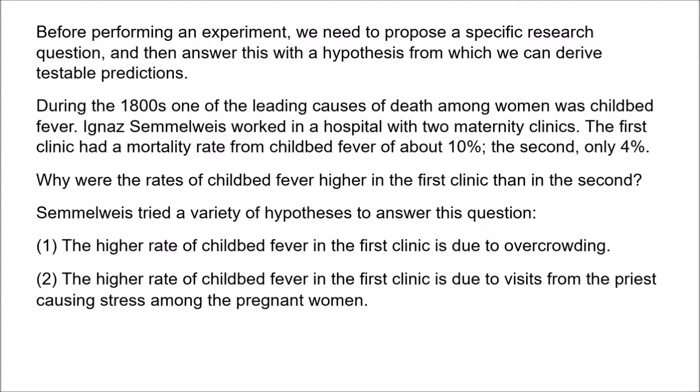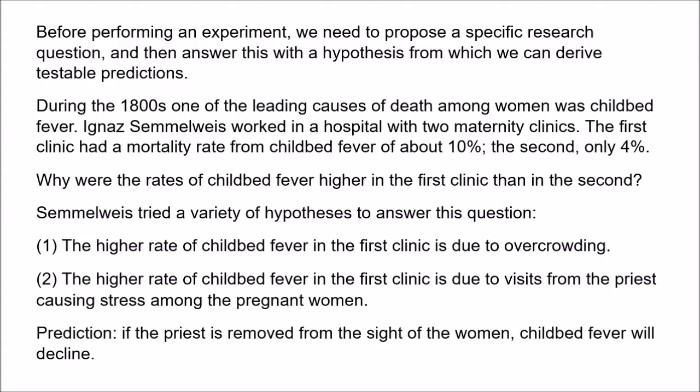So he had this hypothesis that the high rate of childbed fever in the first clinic is due to visits from the priest causing stress among pregnant women, and he derived the prediction that if the priest is removed from the sight of the pregnant women, the rate of childbed fever will decline. So Semmelweis instructed the priest to take a different route when visiting the first clinic, and obviously it made absolutely no difference.